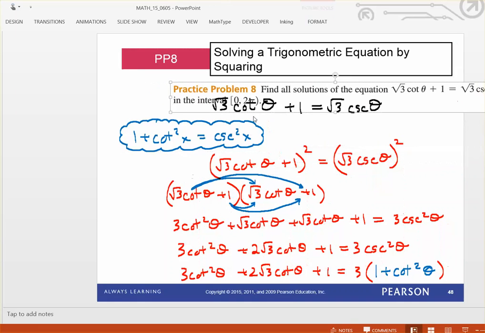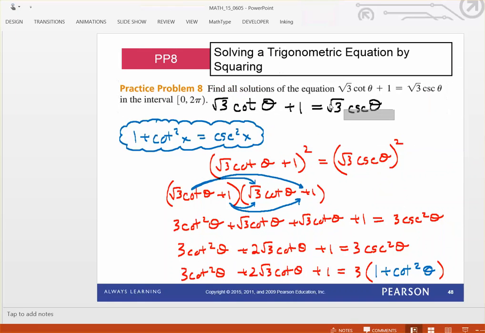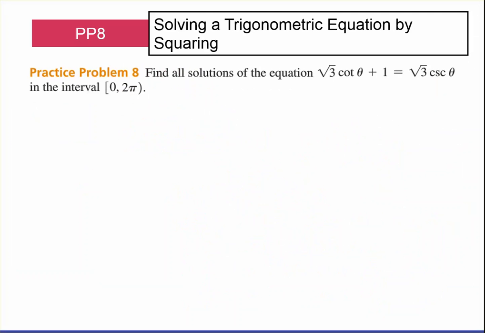Whoa, sorry. Let me get rid of this here so it doesn't bother us later on. Okay, so here's what we got. We got to find all the solutions of the equation: square root of 3 cotangent theta plus 1 equal to square root of 3 cosecant theta. We're constrained by our domain. That's kind of nice, 0 to 2 pi, so we're good there.